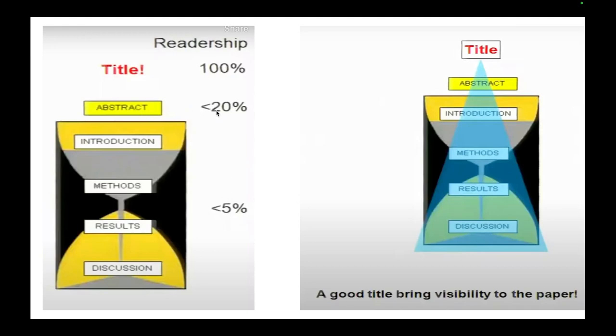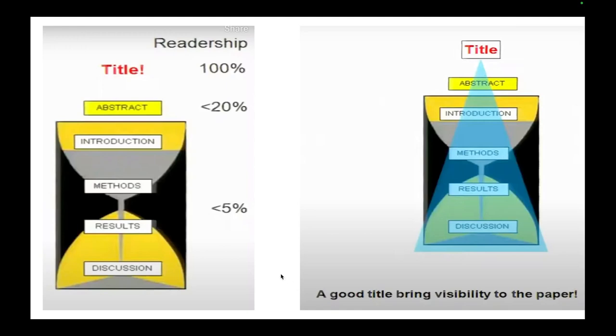If you have a paper that comes up in the Google search every time, in 100 times only 20% of the time do people mostly read the abstract, and then 5% will read it if they find the paper interesting and relevant to their work. So less than 5% will read the whole paper. So there is very much importance of the title. It should be very attractive and concise.